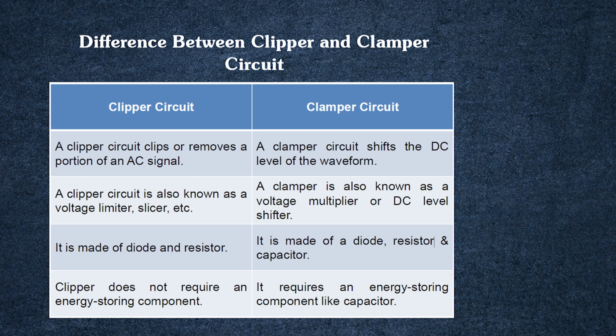For a basic clipper circuit, two components are required, that is diode and resistor, whereas in clamper circuit one more component is required, that is capacitor. So, clamper is made up of the combination of diode, resistor and capacitor. So, from this we can see the next difference, that clipper does not require any energy storage component. That means it simply requires diode and resistor. It is not having any energy storage component, whereas clamper consists of capacitor, which is an energy storage device. So, it requires an energy storing component like capacitor.